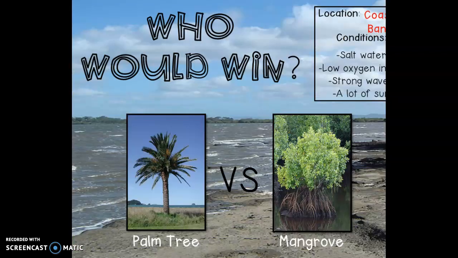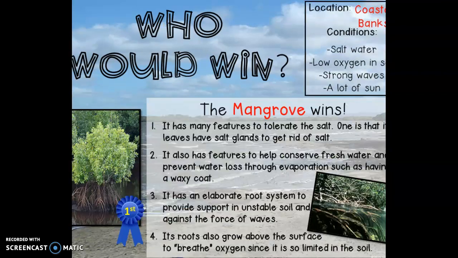Who will win? The palm tree or the mangrove? Take a minute to jot down your thoughts. The mangrove wins. It lives along the coast of Georgia. It has many features to tolerate the salt. One is that its leaves have salt glands to get rid of salt.